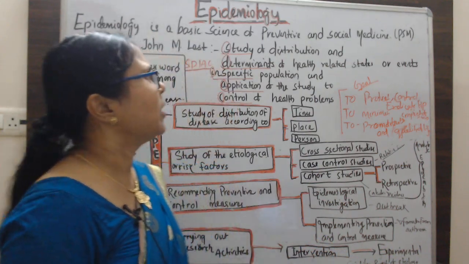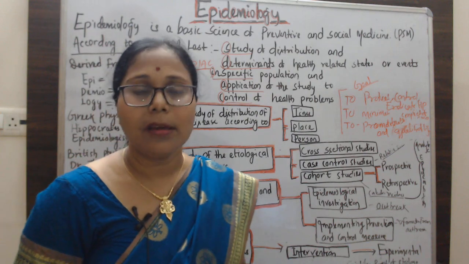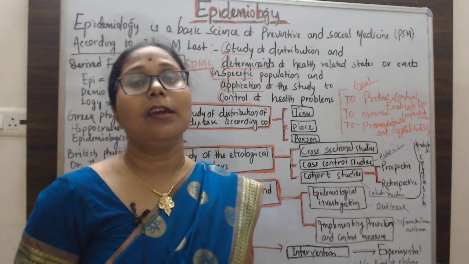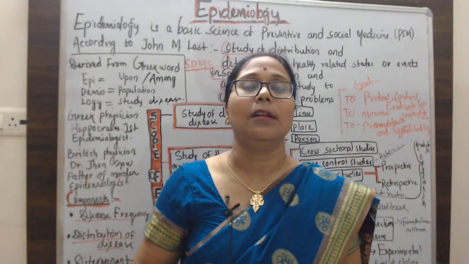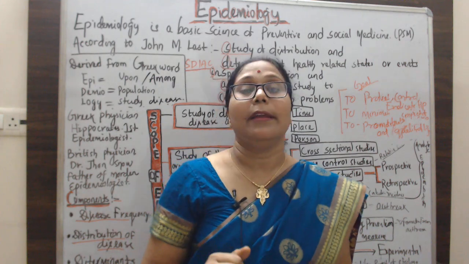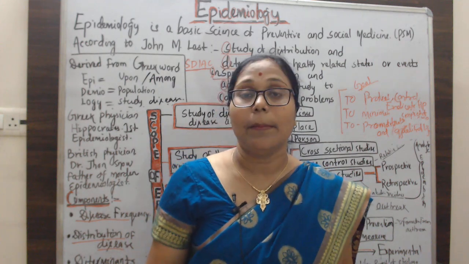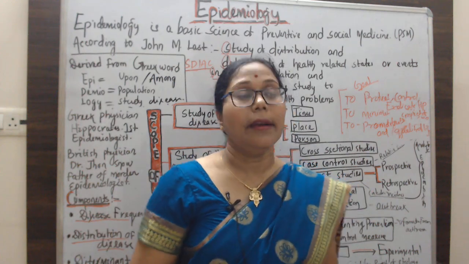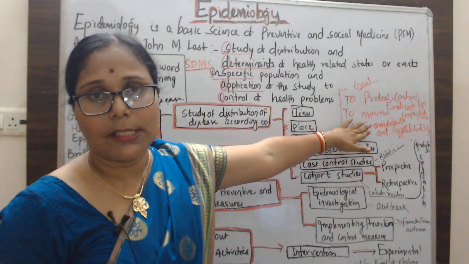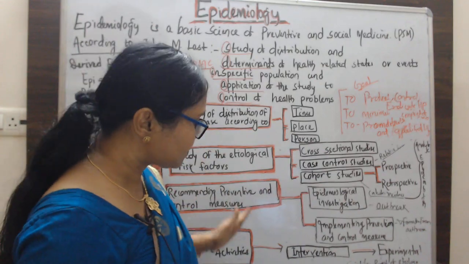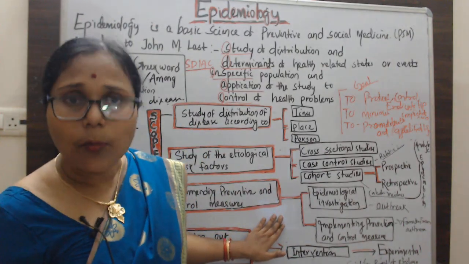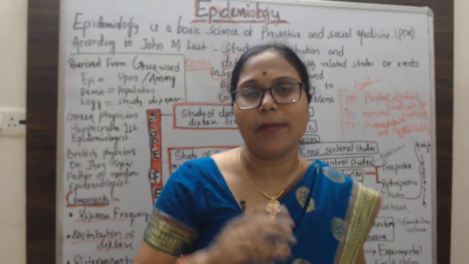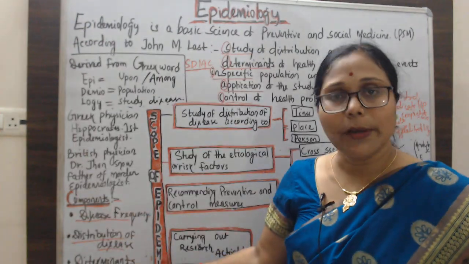So I hope you understand epidemiology. What is the definition of epidemiology, and who is considered the father of epidemiology? In the 18th century, what happened with Dr. John Snow? What is the milestone achieved by John Snow? And what are the goals of epidemiology? And the second one is the scope of epidemiology. And the last one I will describe very briefly: the components of epidemiology.